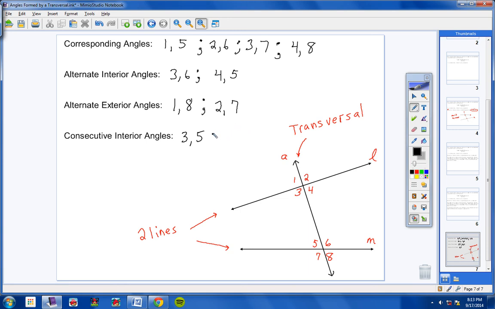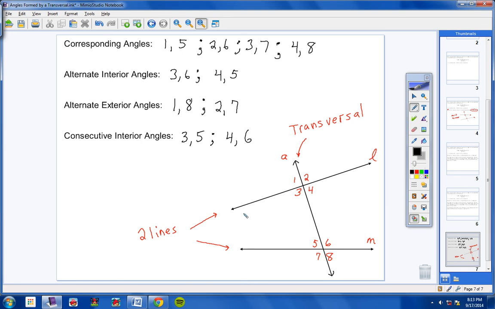Now, on your own, go ahead and write the other pairs of angles that would go right here, okay? Your other pair of consecutive interior angles. Okay, hopefully you got this right. Should be pretty obvious. 4 and 6 are both on the interior, and they're both on the right side of the transversal, so they're considered consecutive. So angles 4 and 6 are consecutive interior angles.